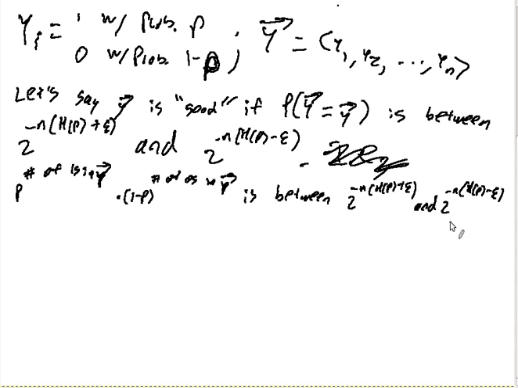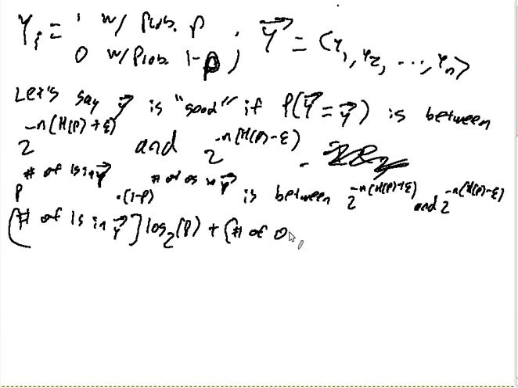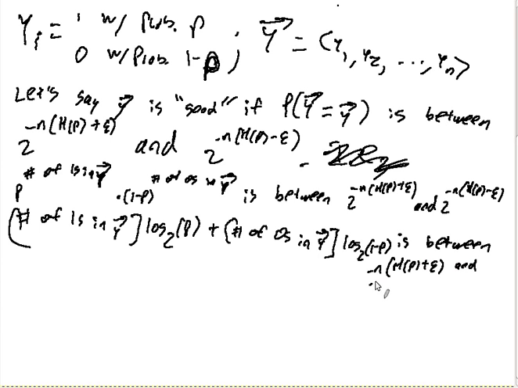Let's take log base 2 of everything here. So we want to show that the number of ones in y times log base 2 of p plus the number of zeros in y times log base 2 of 1 minus p is between negative n h of p plus epsilon and negative n h of p minus epsilon.